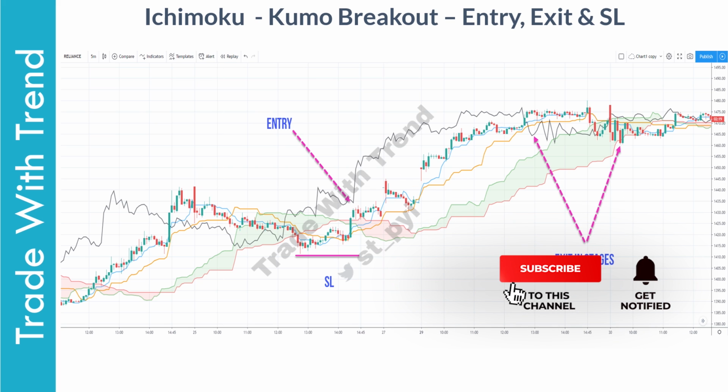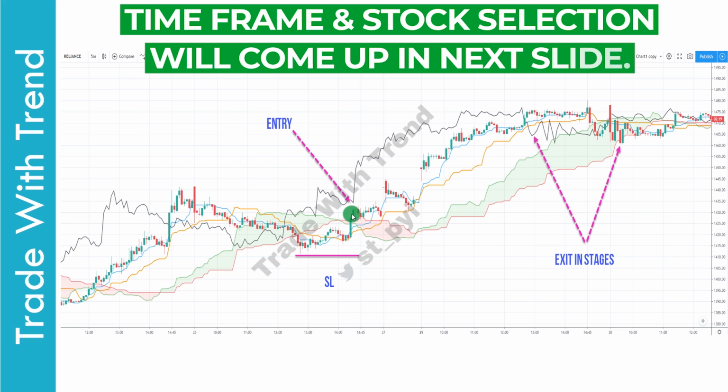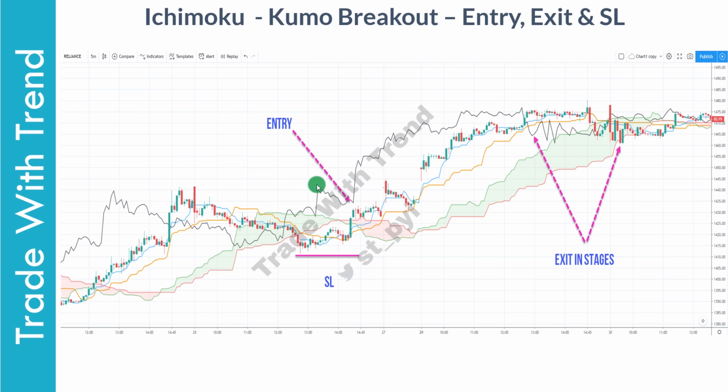I'm again using the chart of Reliance Industries, and the time frame here is 5-minute time frame chart. So I've marked the entry on the chart where price decisively moves above the Kumo cloud, and both Tenkan and Kijun at this point are clearly trending up. If you look at Chikou here, Chikou is clearly above price and element of momentum is clearly visible.